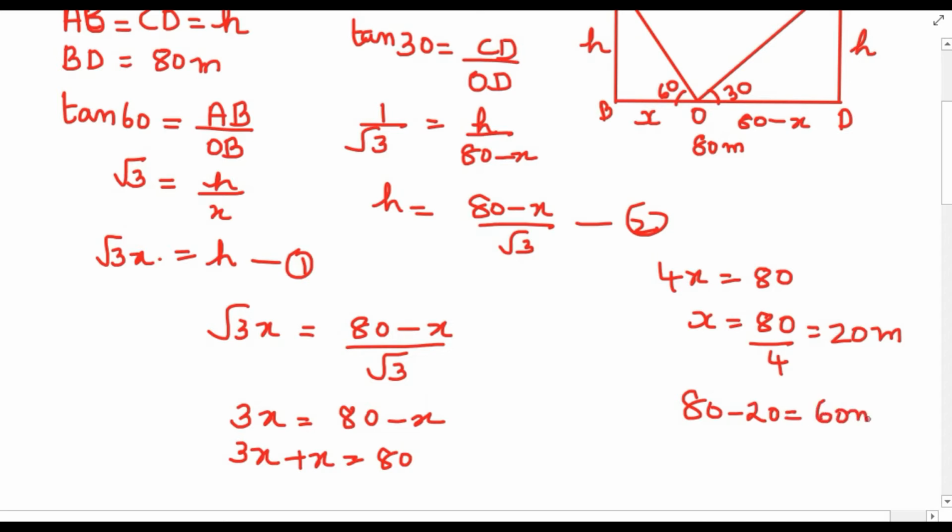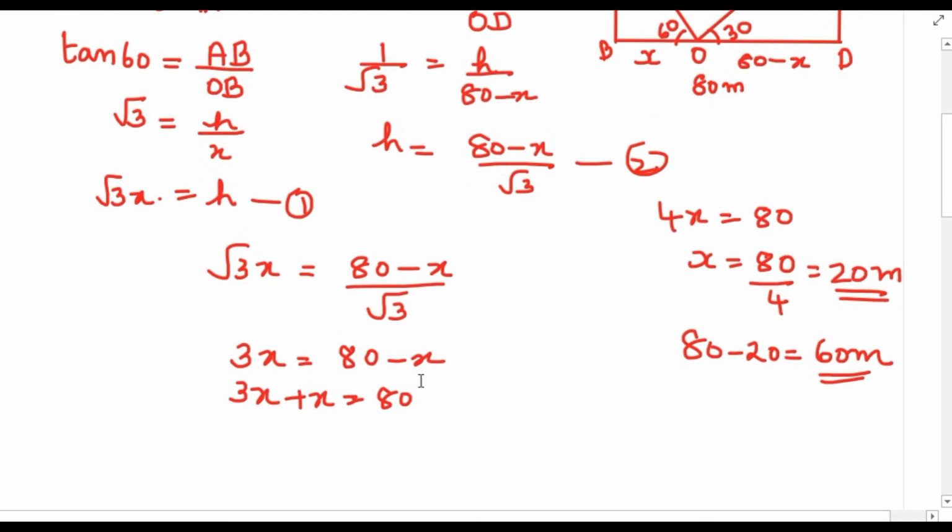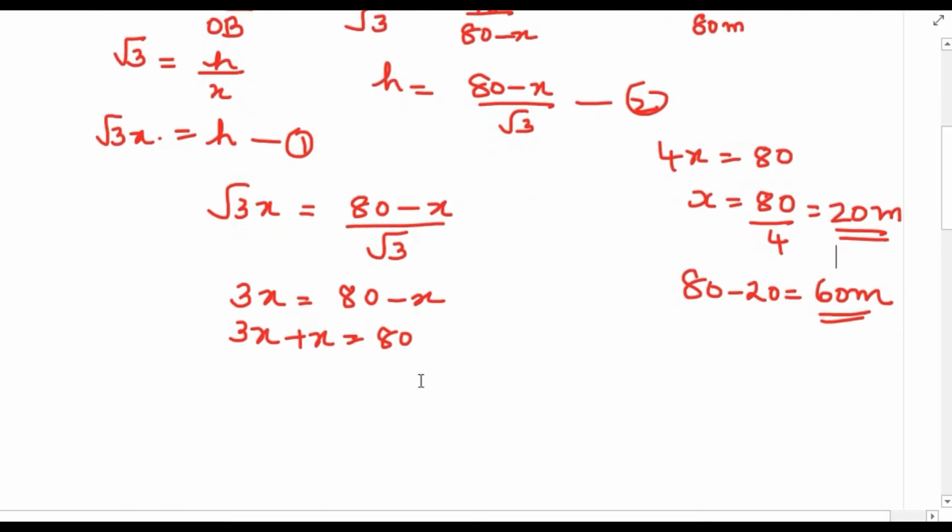Now we need to find the height of the tree. So the distance from the point O we got. The height of the tree we can find by substituting in the first equation. X value we got as 20. So root 3 into 20 will give you the height of the tree. So the height of the tree is 20 root 3 meters.